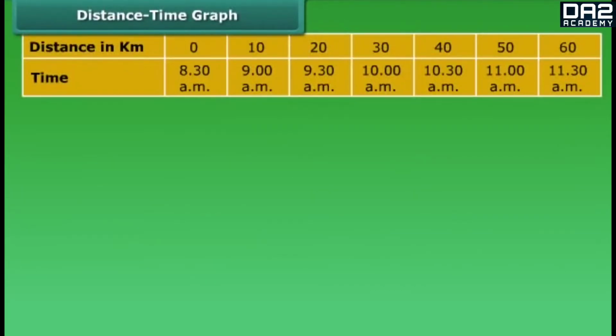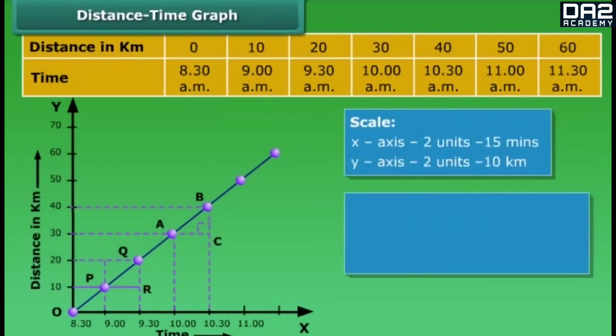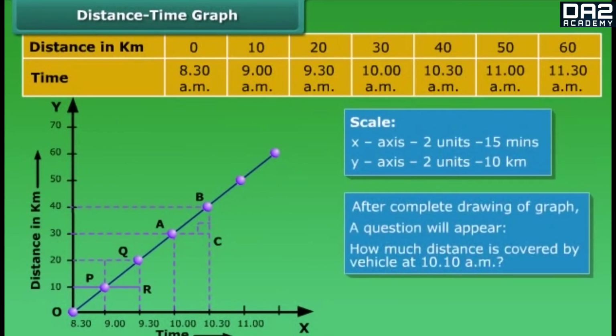Motion of objects can be presented in pictorial form with the help of a distance-time graph. For this purpose, first draw a horizontal line to represent x and a vertical line to represent y. Measure time along the x-axis and distance along the y-axis. Mark values for the time and the distance on the respective axes. Now plot the points on the graph paper, each point representing a specific combination of distance and time values.